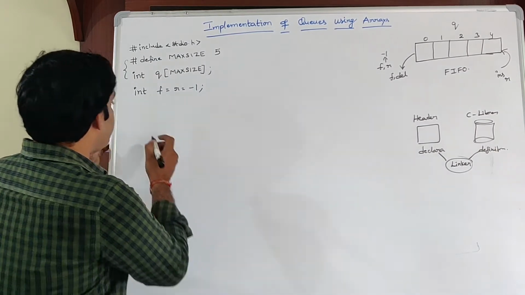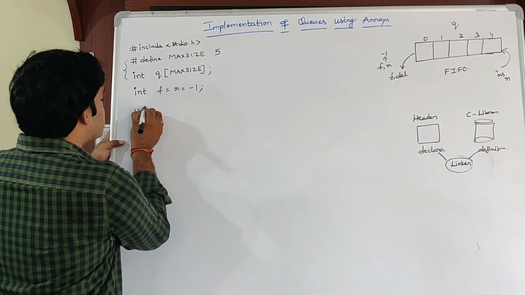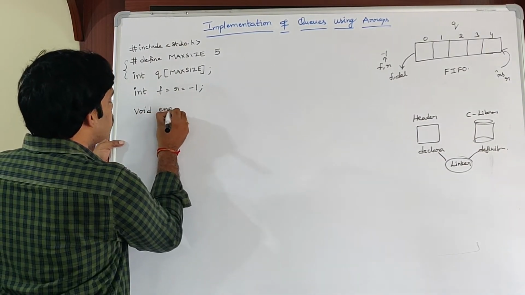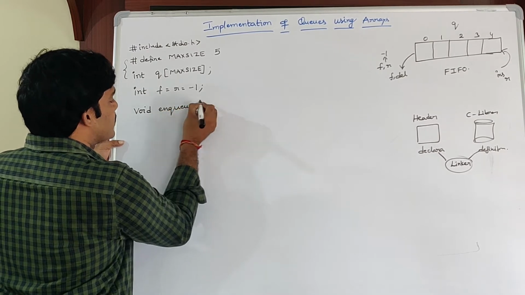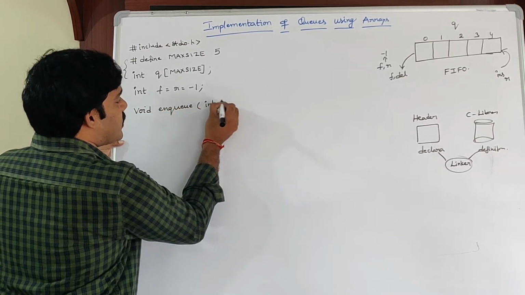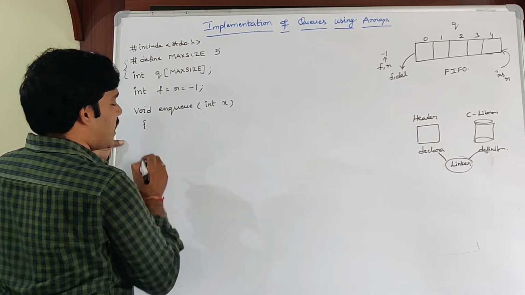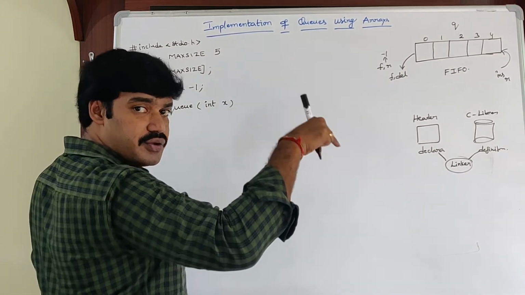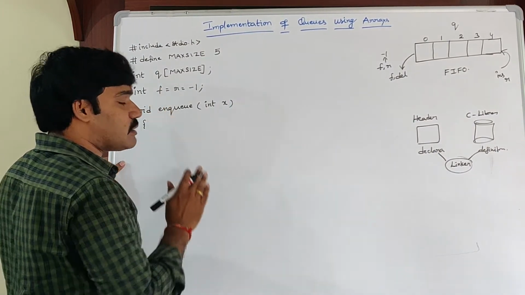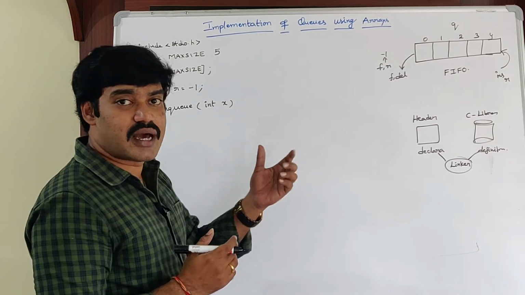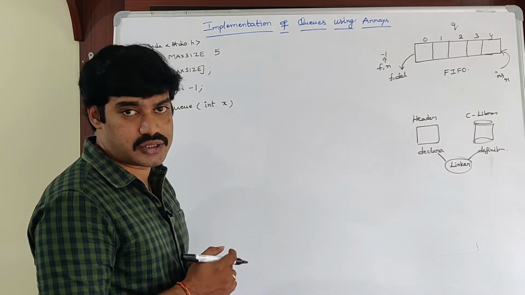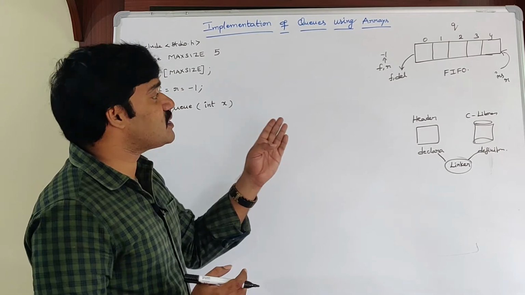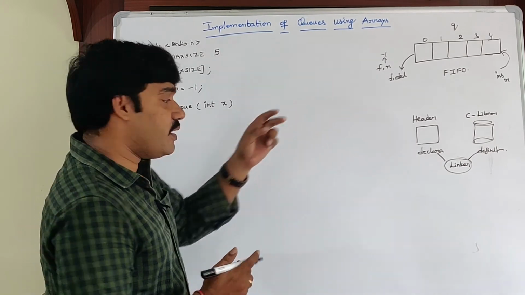So coming to the queue data structure, first operation is NQ operation. NQ is nothing but insertion operation, which takes the parameter as x, where x is the element to be inserted into the queue data structure. What is the first step coming to the queues? Check whether the queue data structure is full or not. How to check? Insertions are from which end? Rear end.